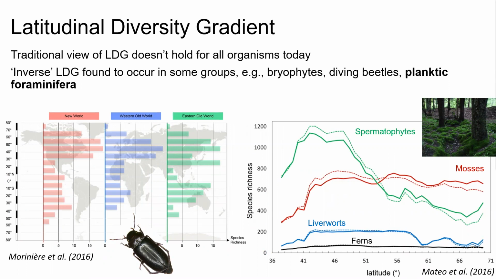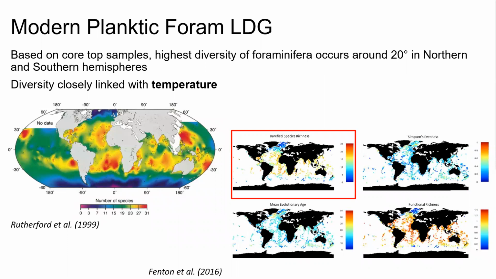Patterns of peak diversity at higher latitudes have also been found for the Planktic Foraminifera. Studies of the modern Planktic Foraminiferal LDG using core top data indicate that diversity for this group peaks around 20 degrees north and south and is mainly influenced by temperature.